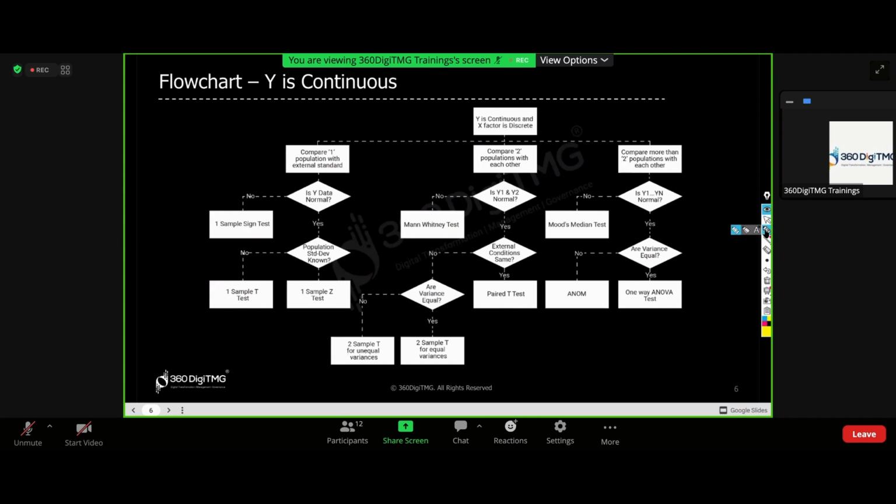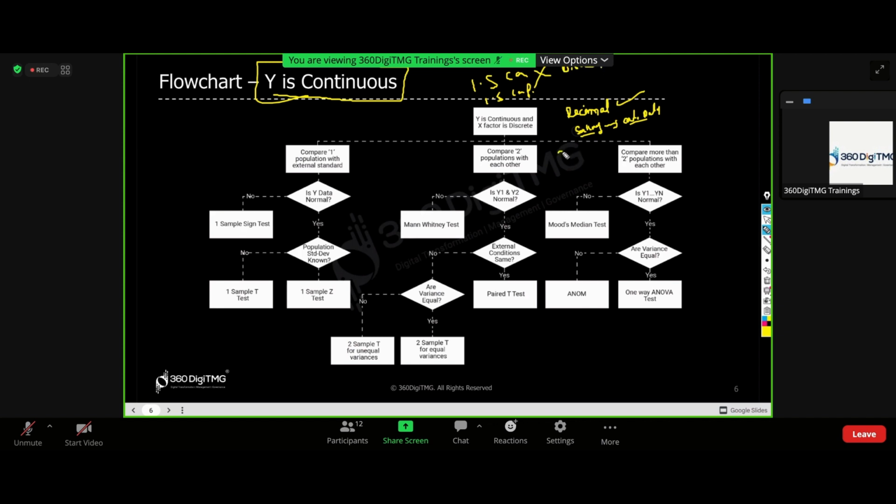Similar to that, you have another flowchart where y is continuous. Now y is continuous and x is discrete. Y is continuous means a number which can be represented in the form of decimals and which makes sense. Let's say salary. Salary is a continuous data type because you can represent it in the form of decimal and it makes sense. When it comes to discrete, you cannot say 1.5 cars or 1.5 laptops, right? It does not make any sense.